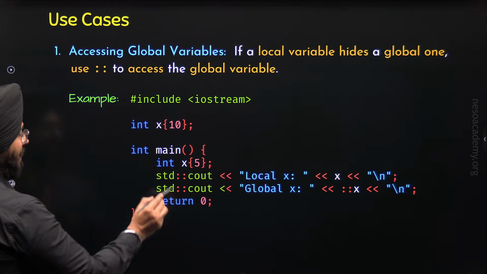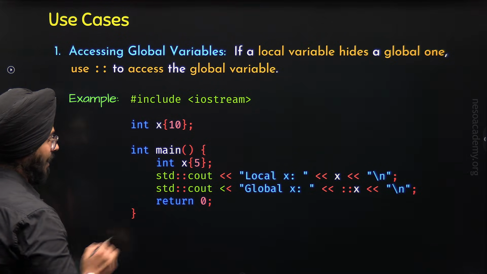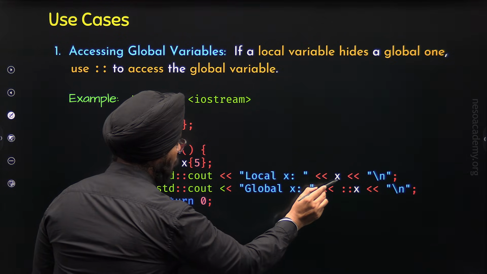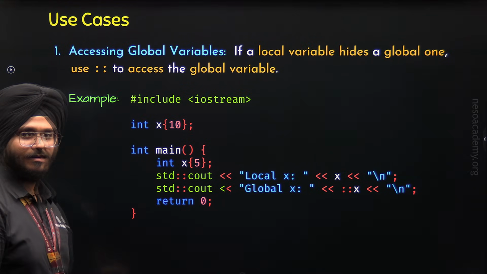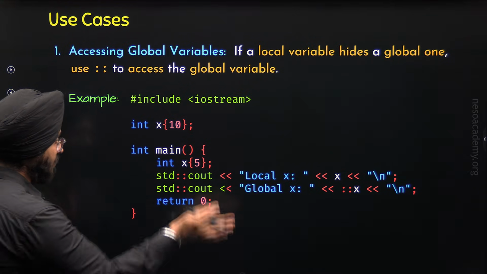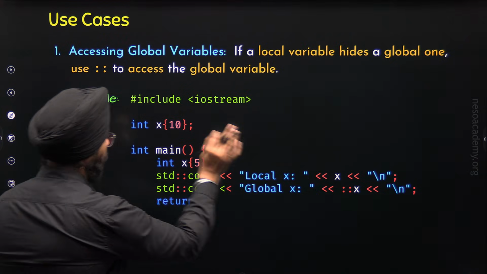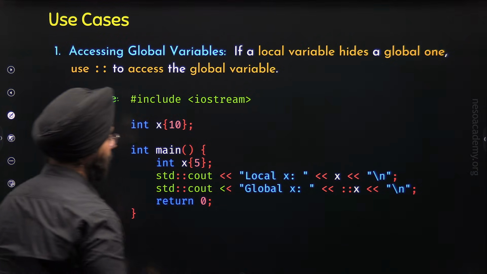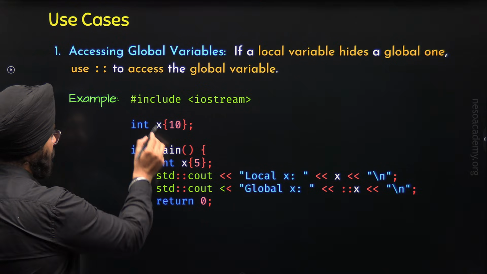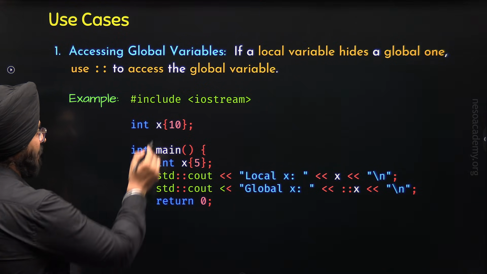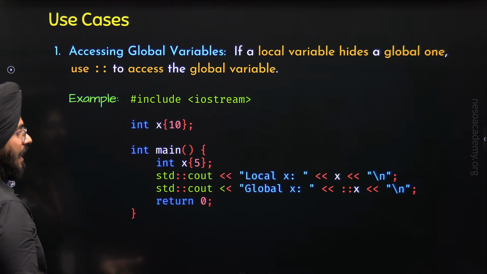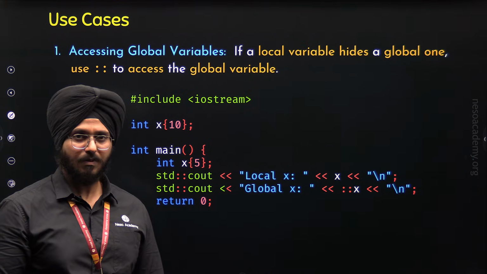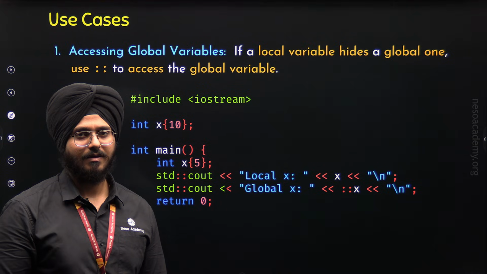Here, in this std::cout statement, I am trying to access the value of x. I have specified x here. Now my question is, will this value be accessed or this value be accessed? There is a clash between these two variables. These variables have the same name. Which variable will be accessed? Will it be a global variable or a local variable?